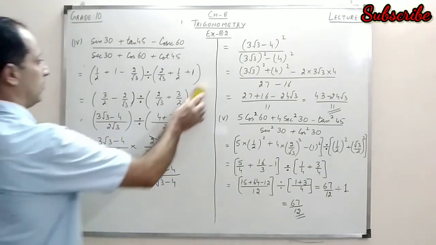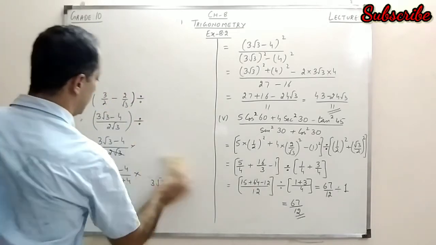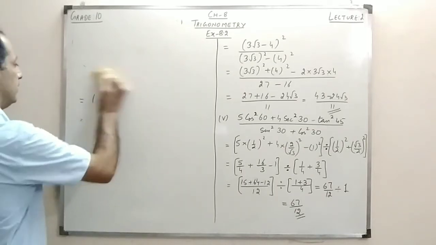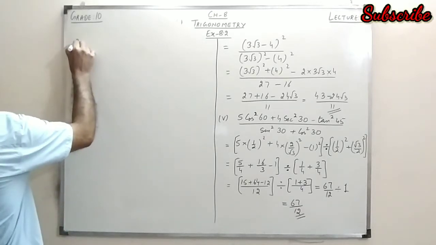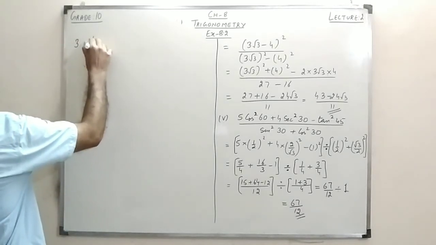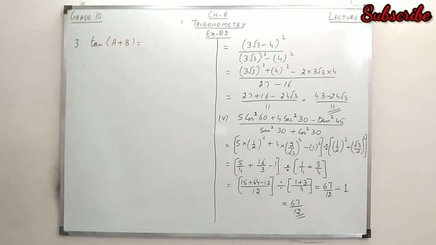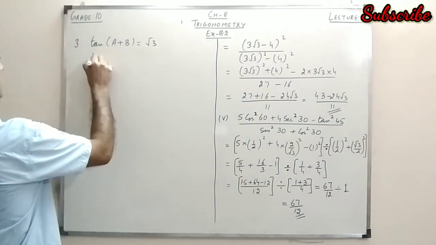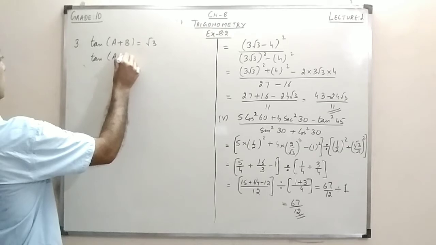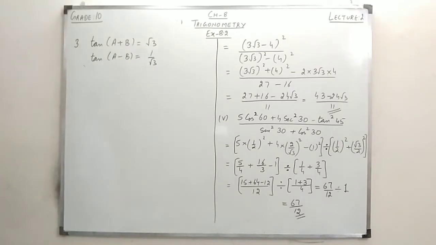Now in the third question, what is given to us? The values of tan A plus B and tan A minus B are given. And what we have to find? We have to find the values of angles A and B. Quite simple. This is what is given to us.